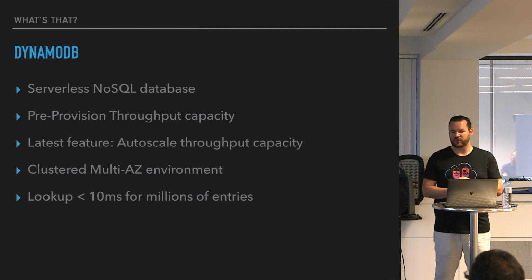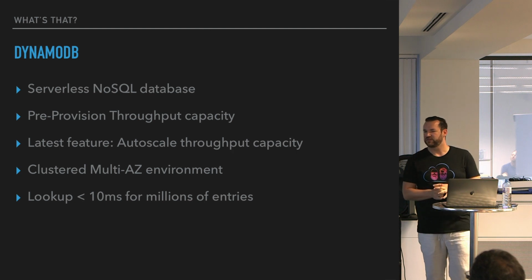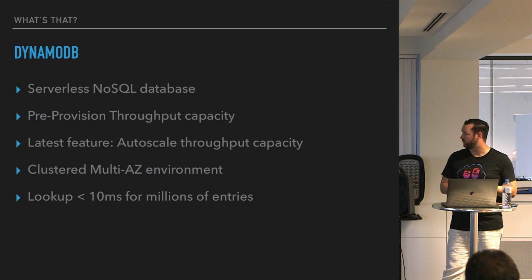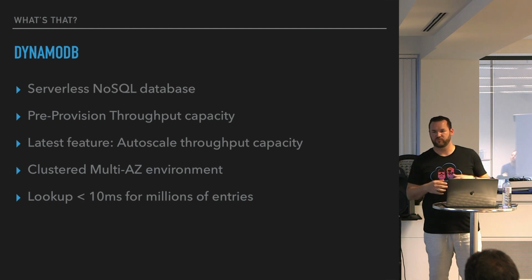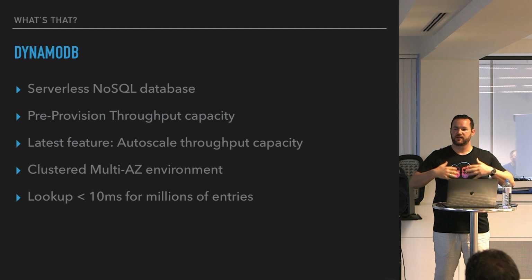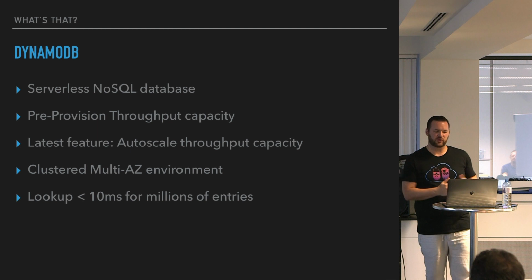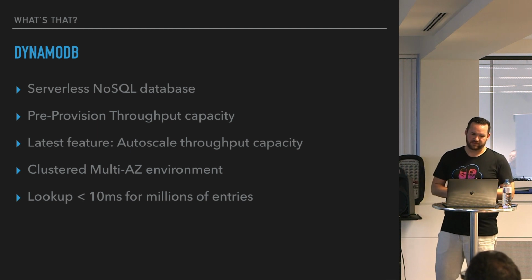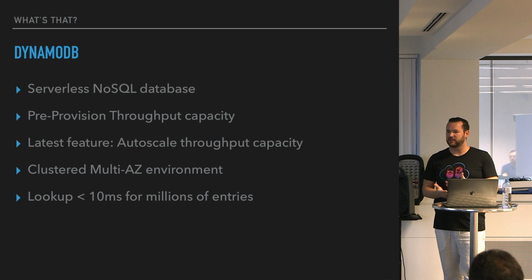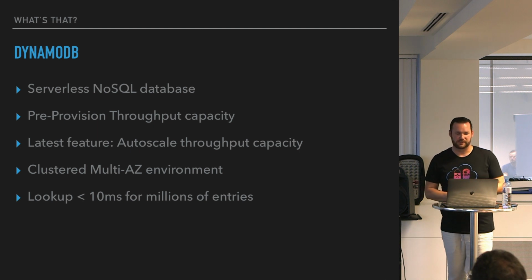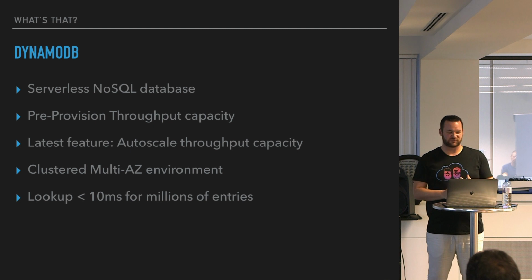And the latest feature is that you have auto-scale throughput capacity. That means if you define some throughput capacity for DynamoDB and some people join your project and the capacity is increased, DynamoDB automatically adapts the throughput capacity for you, and you just pay the differences. So it scales down as well. And DynamoDB is clustered in a multi-AZ environment and runs on SSD drives, so it's very, very fast, and for millions of entries you can still have access times less than 10 milliseconds.